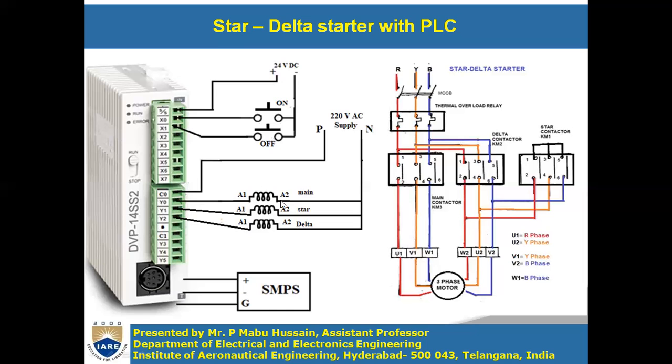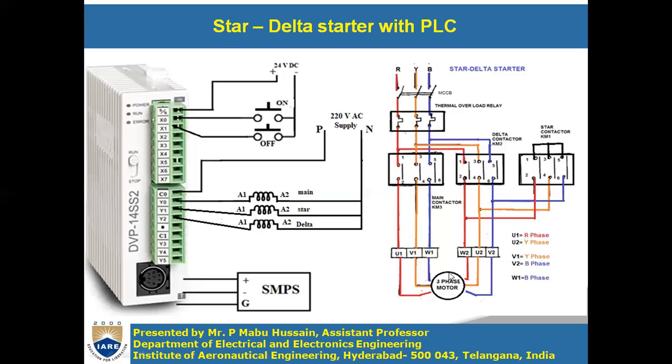So what actually has to be done? Whenever you press the on button, the main contactor and star contactor both have to be on, so that the motor will be connected in star initially, the motor will get the supply, and it will run at low voltage.